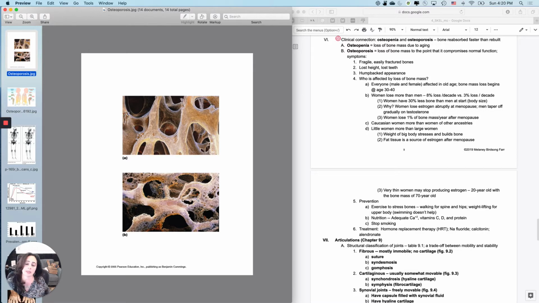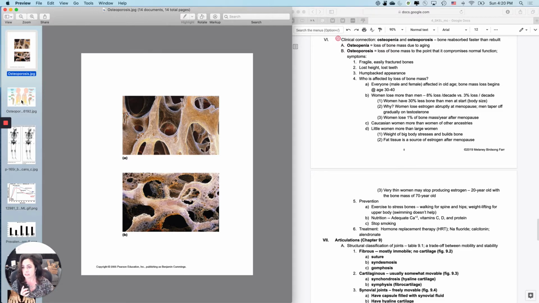Everyone gets osteopenia. You will have less bone mass as you age than you did when you were at your peak, and I'll show you some graphs in just a second. Not everyone will get osteoporosis. This is the loss of bone mass to the point that it starts compromising function and it starts having some symptoms associated with it. Among the symptoms, fragile bones, easily fractured. So if you're 30 and you fall down, you're probably not going to break your hip. But if you're 80 and you fall down, you very well might.